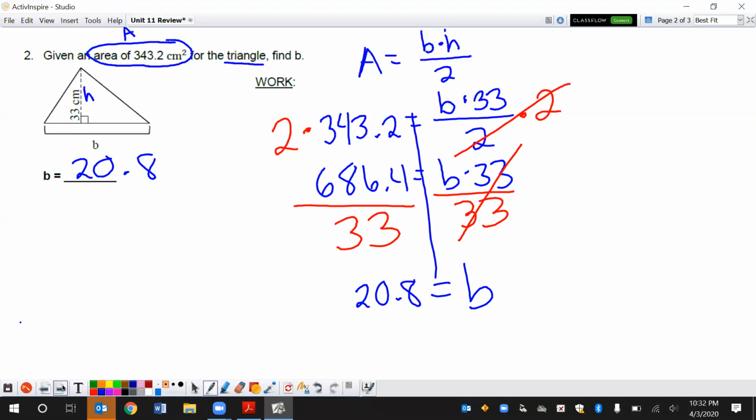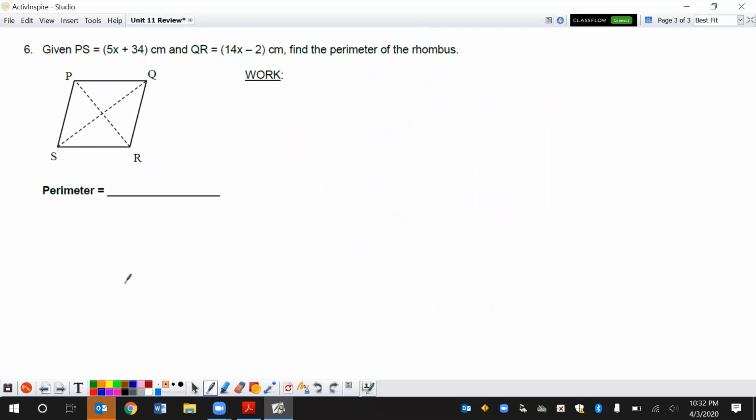And then right here, number 6. This is the last one that I want to do. It says given PS is 5x plus 34 and QR is 14x minus 2, find the perimeter of the rhombus. So if you remember, a rhombus has all sides equal. They're telling me PS is 5x plus 34. And then QR, which is this side right here, is 14x minus 2.